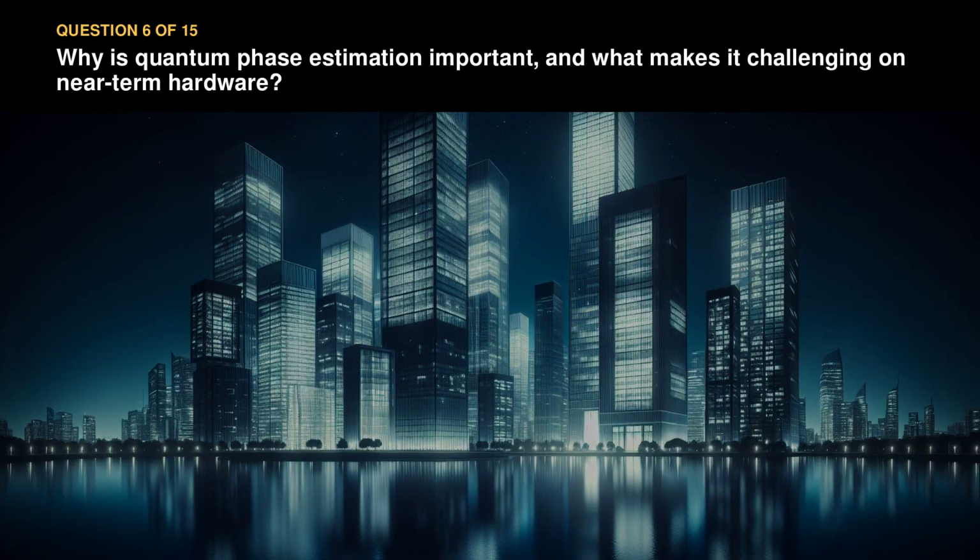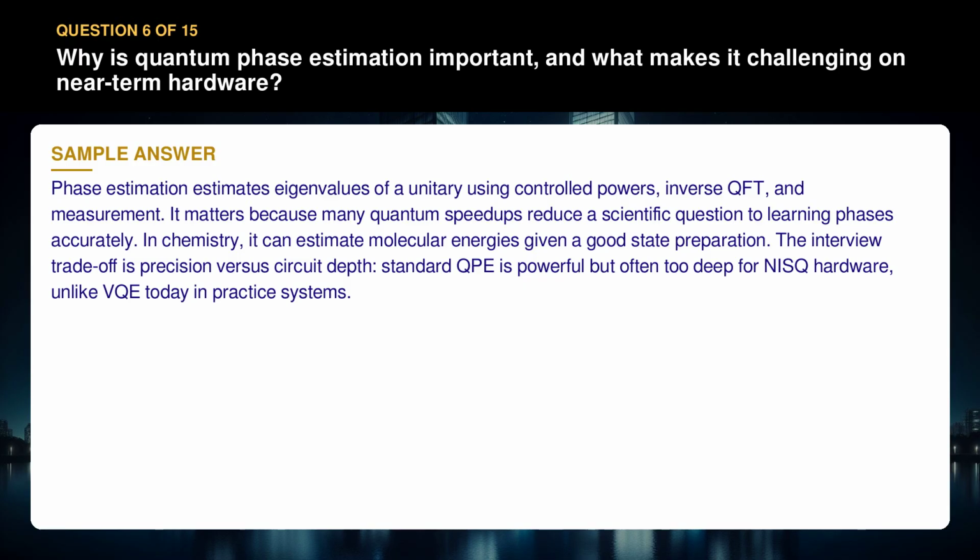Question 6. Why is quantum phase estimation important, and what makes it challenging on near-term hardware? Phase estimation estimates eigenvalues of a unitary using controlled powers, inverse QFT, and measurement. It matters because many quantum speedups reduce a scientific question to learning phases accurately. In chemistry, it can estimate molecular energies given a good state preparation.